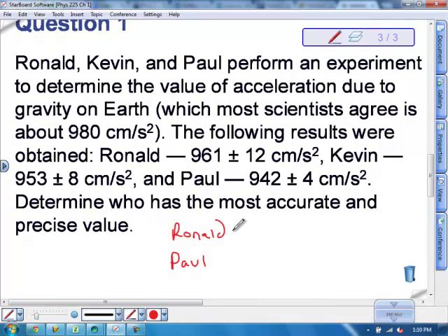Okay, Ron is the closest to 980, so his is the most accurate. All right, and Paul only has a plus or minus 4 as far as his tolerance or his error in his experiment, so his is going to be the most precise. Okay, so there's a difference between accuracy and precision.